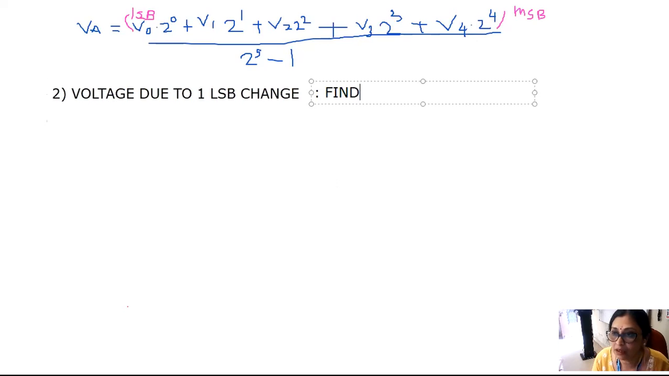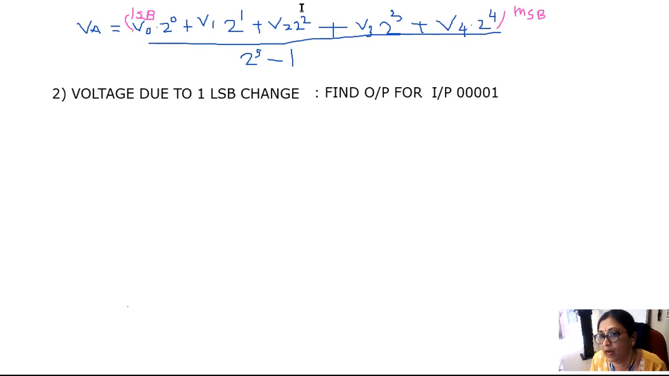Find output for input, फक्त LSB 1 करायचं, बाकी सगळे 0. म्हणजे तुमचा डेटा आता काय आहे? 4 टाइम्स 0 आणि 1. ओके, आता या डेटामध्ये जर तुम्ही ऑब्झर्व केलं तर तुम्हाला काय दिसेल? हा तुमचा MSB आहे, हे लक्षात ठेवा बरं का नेहमी. आणि हा LSB आहे.